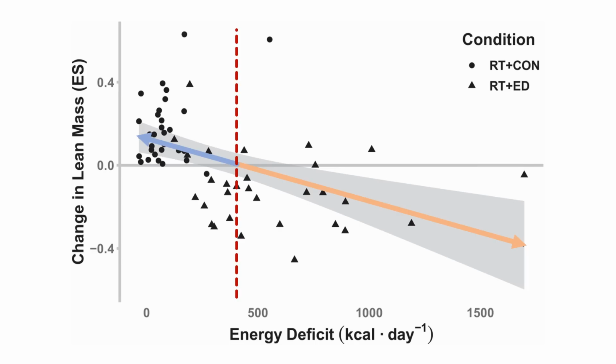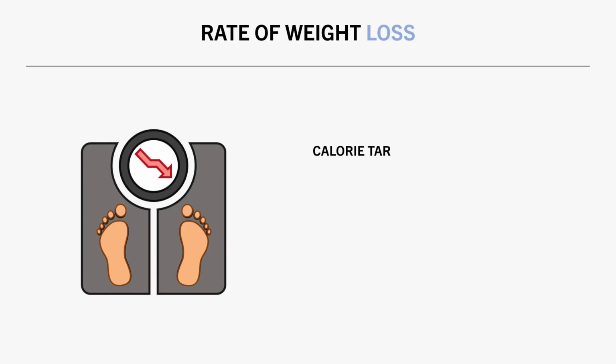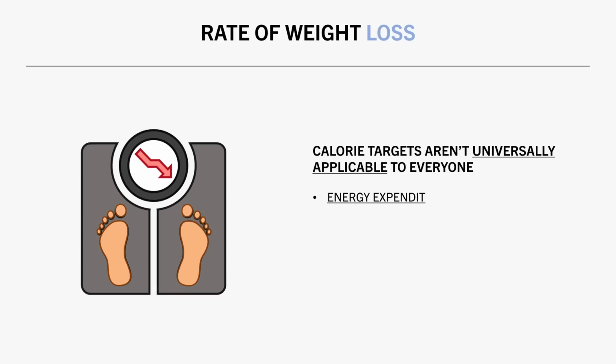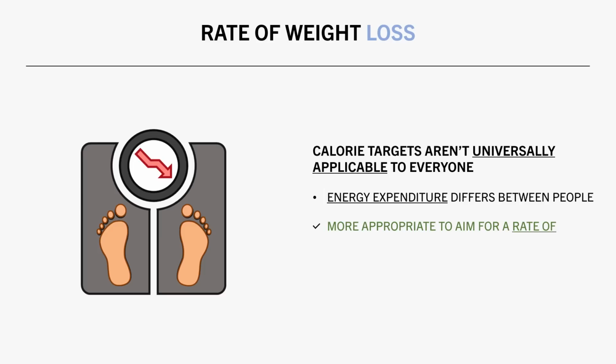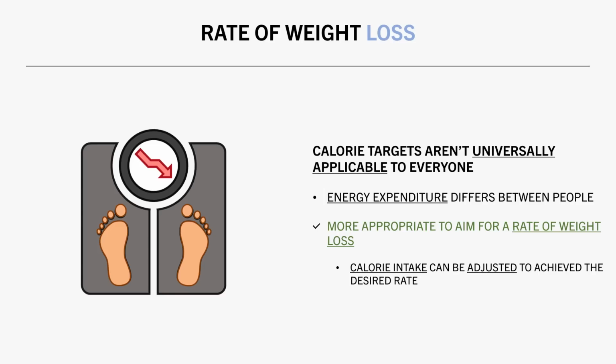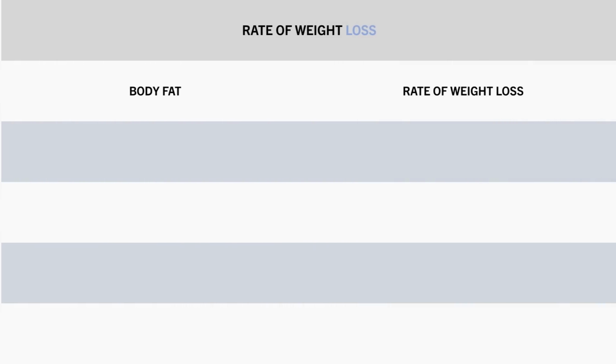While these approximate calorie numbers are a good general starting point, they aren't necessarily generalizable to everyone. This is because we all have different energy expenditures, so the same calorie deficit could be a different relative deficit for 2 different people. Instead, it makes more sense to track body weight over time and aim for a certain rate of weight loss. Calorie intake can then be adjusted to achieve the desired rate of weight loss. Here are some general guidelines for the rates of weight loss to maximize muscle preservation.